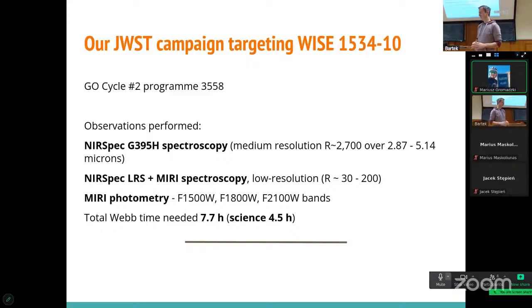But that was everything that could be done in the study of this source until it was possible to use the James Webb to obtain the observations. And we asked to do a program targeting this object. We asked for, I think, basically everything that we could get. We did NIRSpec low resolution and high resolution spectroscopy, MIRI spectrophotometry, and after 7-8 hours of observation, we got what we wanted.